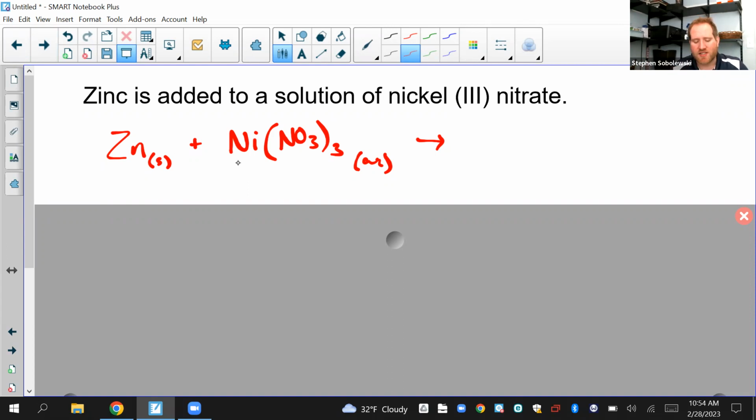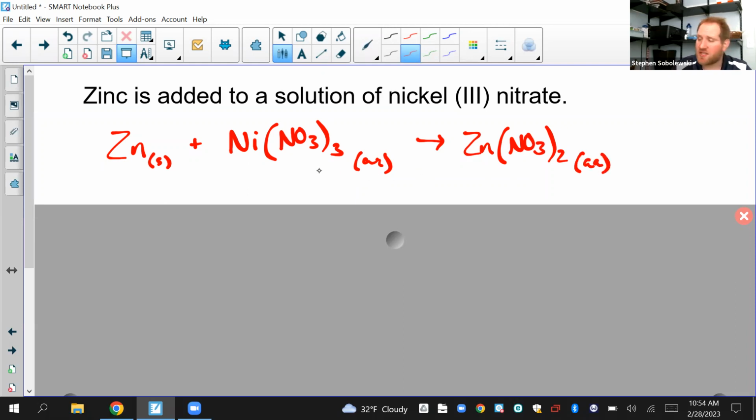Now, what you don't want to do is blindly write ZnNO33. You need to think about it and write it in the right proportions. So zinc has a charge of 2+, nitrate has a charge of 1-. So zinc nitrate is going to be Zn(NO3)2. Now, whenever this reaction occurs in solution like this, see how we're adding zinc to a solution of nickel 3 nitrate? This is going to end up being aqueous.